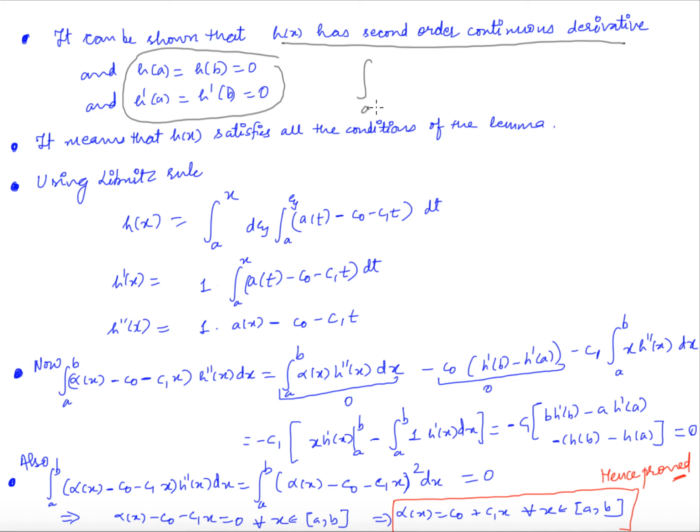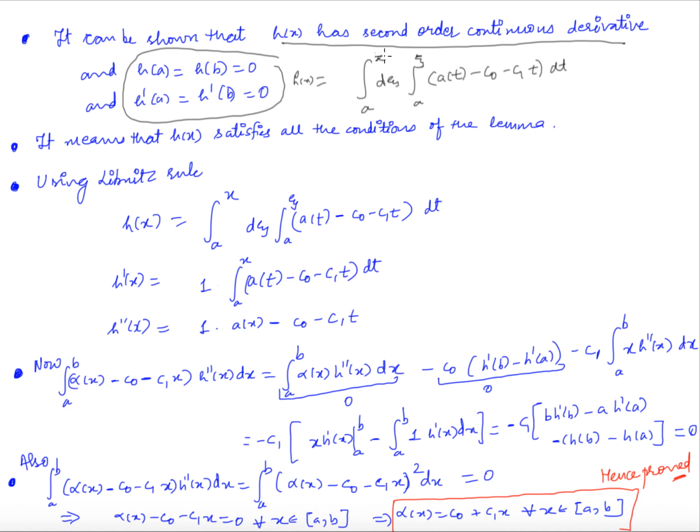For example, your h(x) was the integral from a to x of the integral from a to zeta of (alpha(t) - c0 - c1 t) dt d zeta, right? So you can see h(a) will be integral from a to a, that will be 0. h(b) is the integral from a to b, that will be 0 because that is how we have chosen our c1, c2.